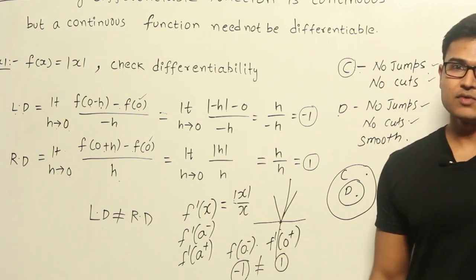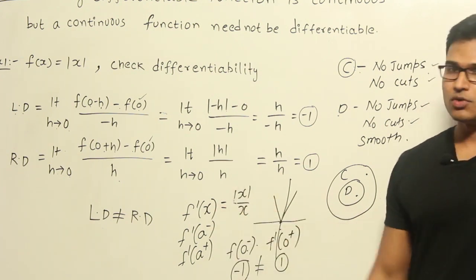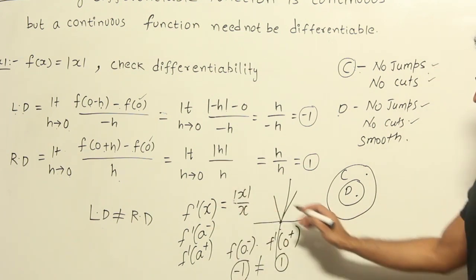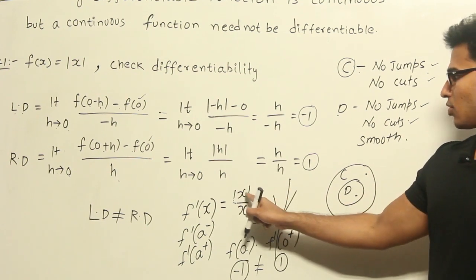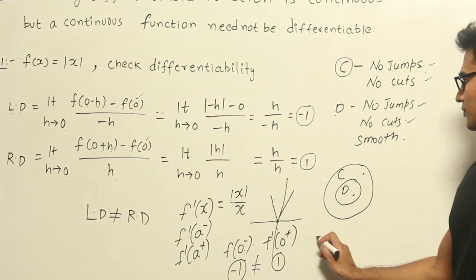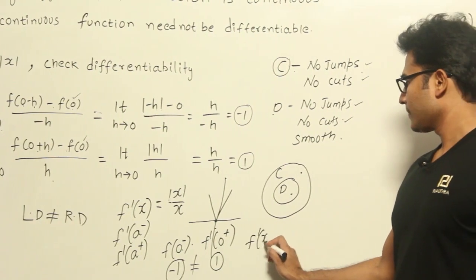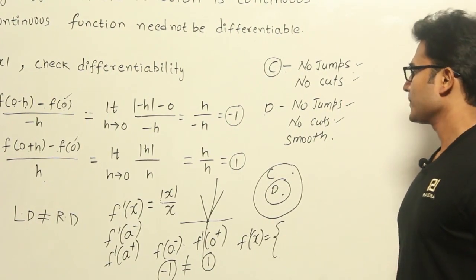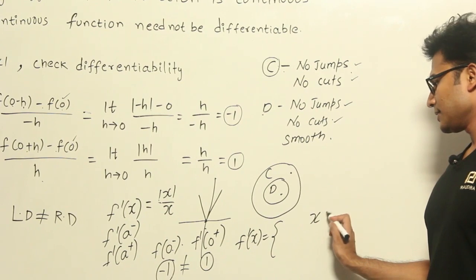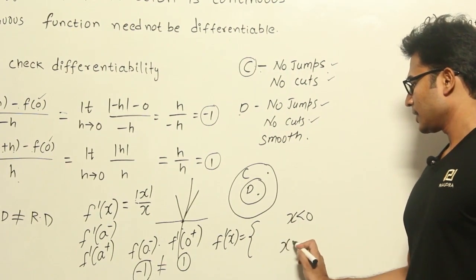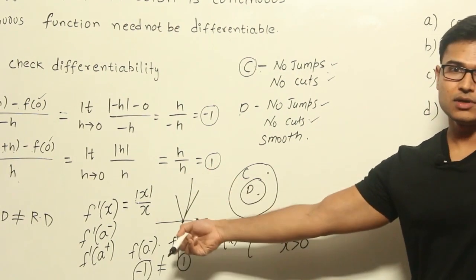Here also you can say it this way. If you didn't understand what I told you here, you could also write it this way. See, since f dash of x equal to mod x by x, then you could write it as f dash of x equal to, now what happens when x is less than 0 and what happens when x is greater than 0? You can write it like this and you can evaluate it.